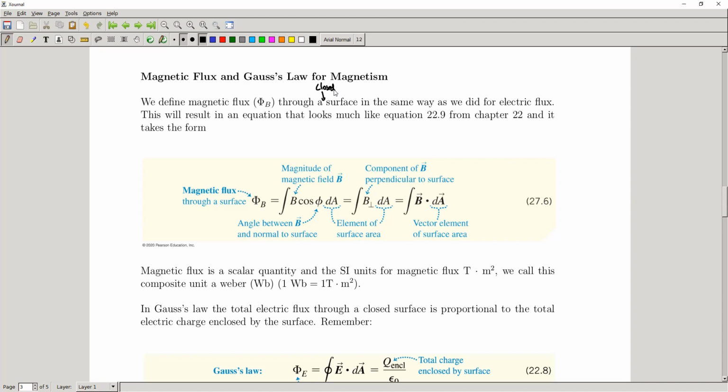So here, this equation that we see here, this 27.6, looks basically identical to the definition of electric flux, except we're just swapping all the E's that were electric fields for B's now, so they're magnetic fields. So all the same ideas hold.